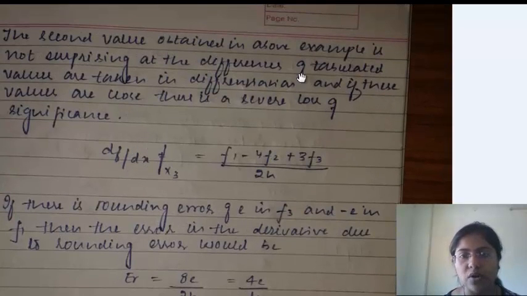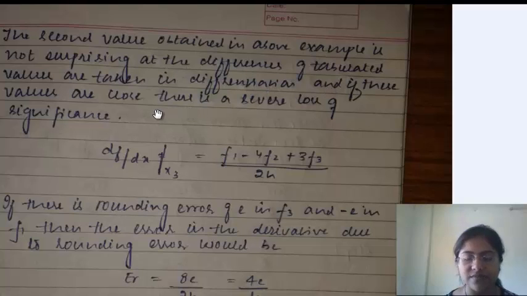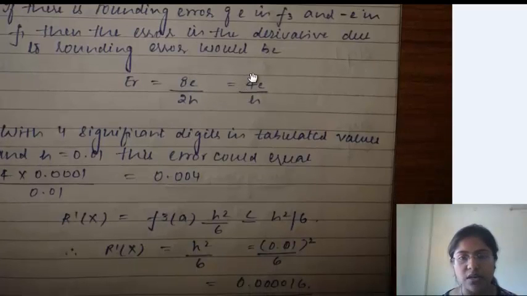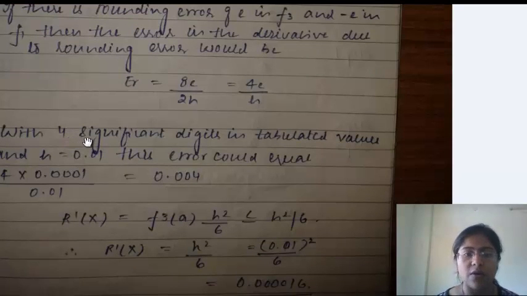as the difference of tabulated values are taken in differentiation, and if these values are close, there is a severe loss of significance. So since we want more significance, we use this formula. If there is rounding error of e in f3 and minus e in f1, then the error in the derivative due to rounding error would be this. We use this formula for calculation of error, which is due to rounding off.